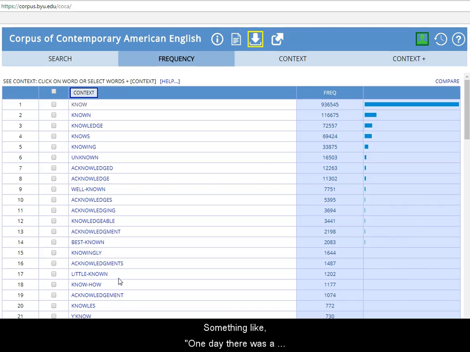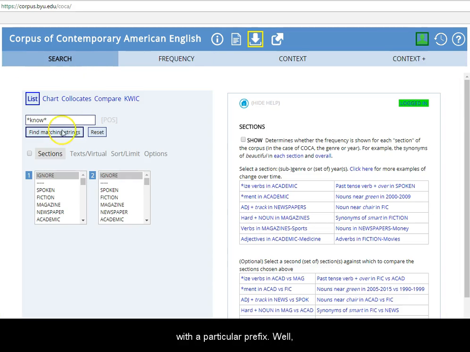Something like, one day there was a well-known know-it-all who visited the town of unknowns and lesser knowns, unbeknownst to the town leader, etc. This would be a challenging task because of the need to identify word forms in usage, but one with the potential to engage learners with unknown vocabulary. We can also use this asterisk to search for words beginning with a particular prefix. Well, actually, this search will produce a list of all words beginning with the letters that precede the asterisk.